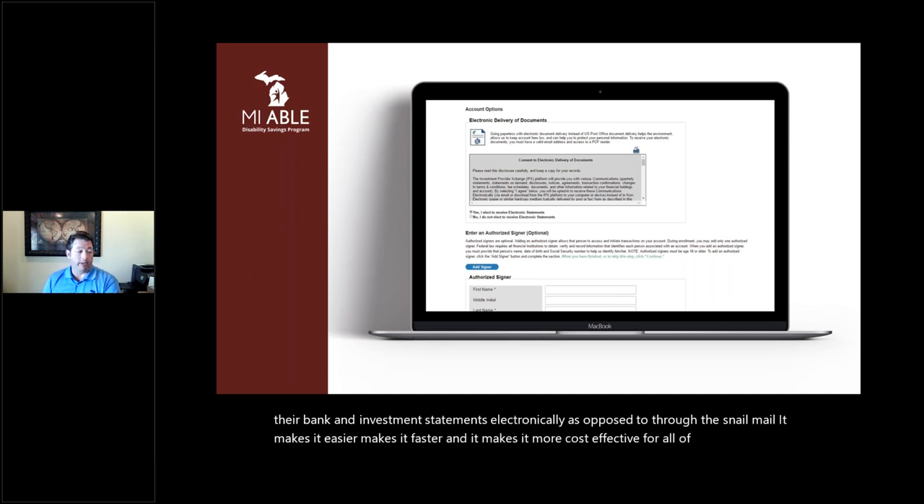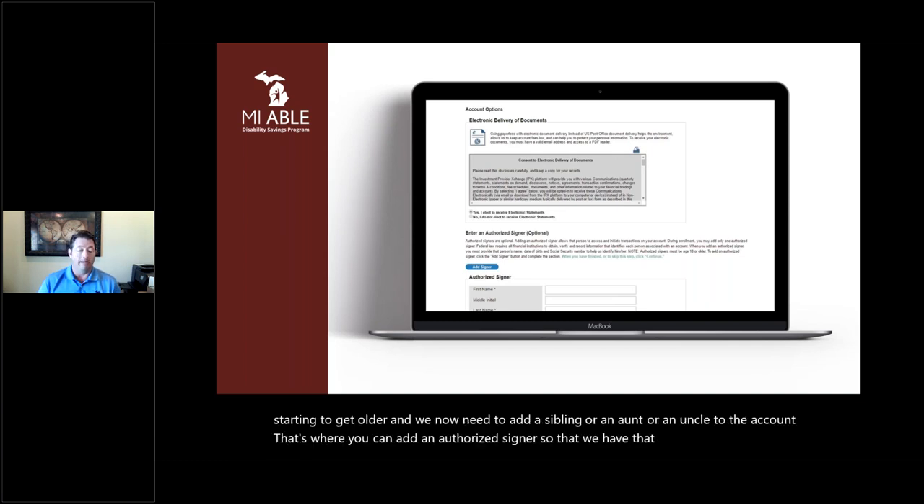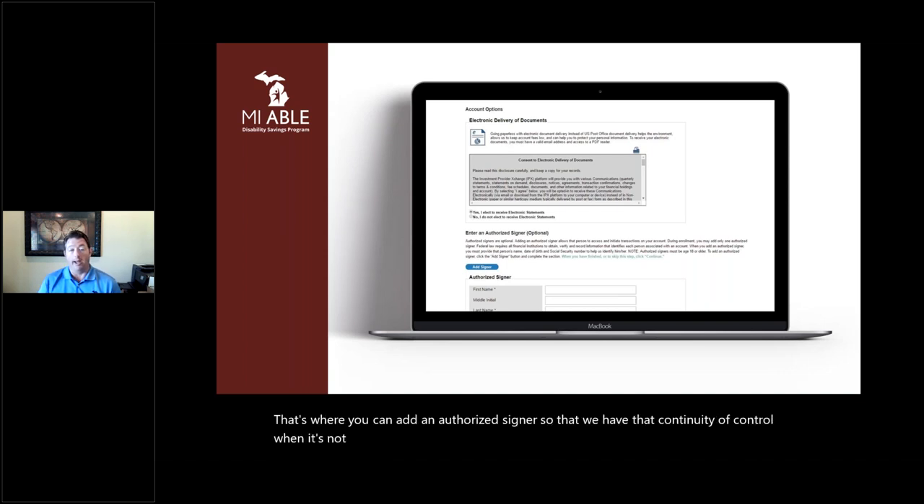One of the other features that ABLE accounts have is the ability to create an authorized signer. As I mentioned earlier, parent, grandparent, sibling, spouse can all be listed on behalf of an individual with a disability. So it makes it really great when you have both a mom and dad who want access to the account, or let's pretend mom and dad are starting to get older and we now need to add a sibling or an aunt or an uncle to the account. That's where you can add an authorized signer so that we have that continuity of control when it's not an if, it's a when someone passes away, we have the ability to ensure that someone else maintains access to the account. So that's a great way to ensure that.